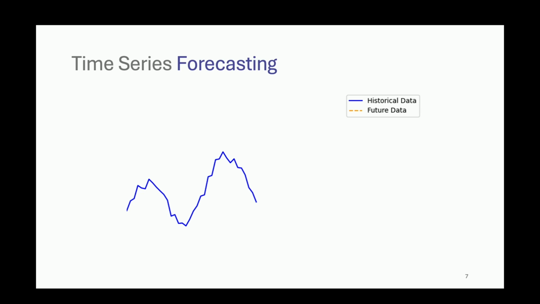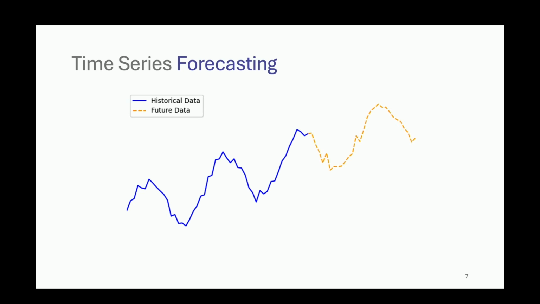So time series forecasting is all about, let's say, you have some data, which we call historical data. That will be time series data. Based on that historical data, you want to predict future instances that are dependent on time. That is what we call time series forecasting. For example, in this graph, you can see the blue line is historical data, and the orange dashed line is future data.